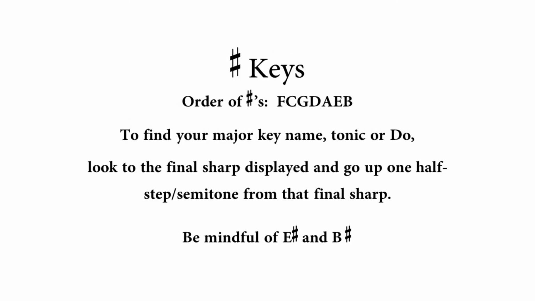When dealing with sharp keys, remember to look to the final sharp displayed and go up 1/2 step from that note to determine your major key signature name, tonic or do. Be mindful that the final sharp in the key with 6 sharps is E sharp. E sharp is enharmonic to F natural. 1/2 step up from that is F sharp. The key with 7 sharps has a final sharp of B sharp. B sharp is enharmonic to C natural. 1/2 step up from that is C sharp.